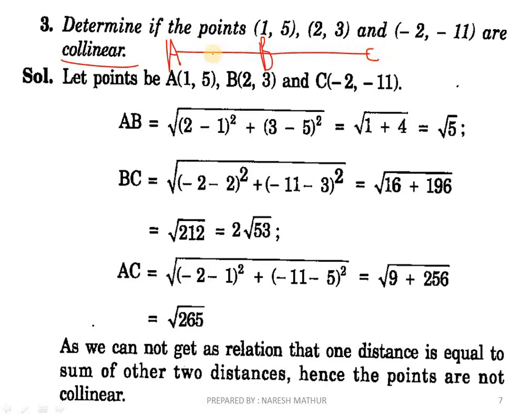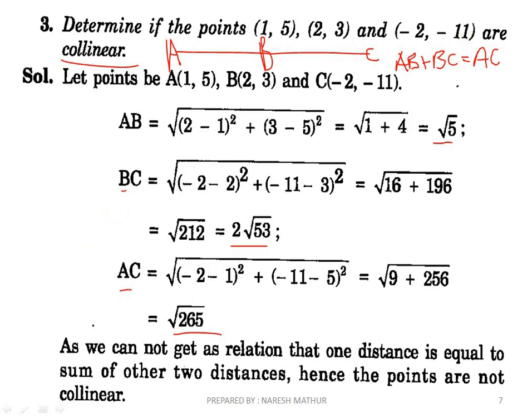If we have to prove that points A, B and C are collinear, then we need to prove that AB plus BC equals what? AC. If this condition is satisfied by these 3 points, then we can say yes, these points are collinear. So just check it. Find the distance between A and B, we get root 5 unit. Distance between BC, we get 2 root 53 unit. And the distance between A and C is root 265.